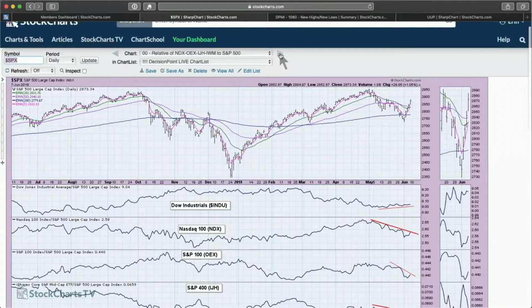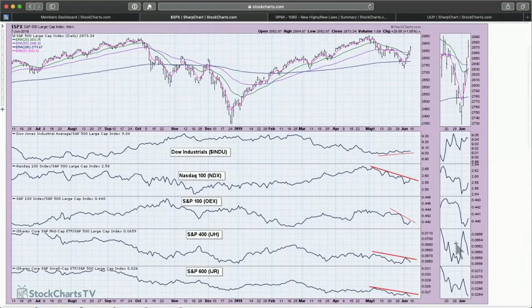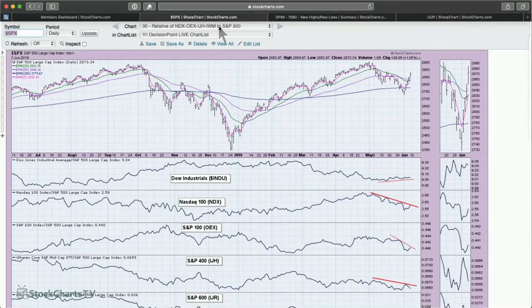Just keep in mind that all that shows is the 400 and 600 stocks are not moving up as fast. It doesn't mean stocks are going down. And I think that's one of the things that confuses people. Yes, make that very clear. Okay, broad market indexes.